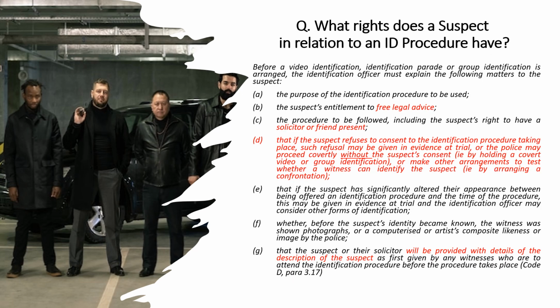Question: what rights does a suspect in relation to an identification procedure have? This is all contained in Code D, paragraph 3.17. Before a video identification parade or group identification is arranged, the identification officer must explain the following matters to the suspect. And you can see A to G. Pay careful attention to D.